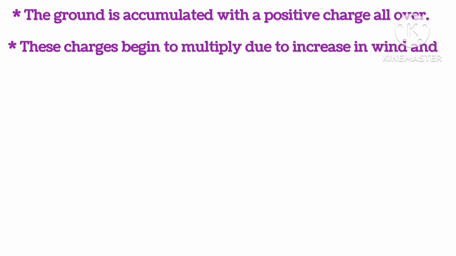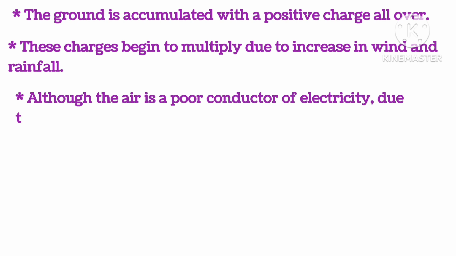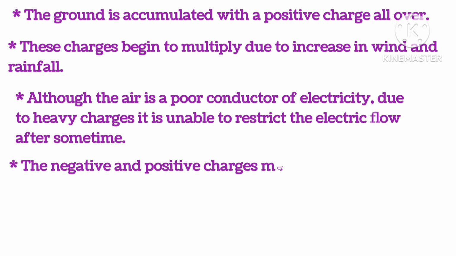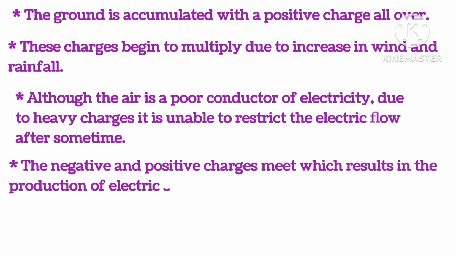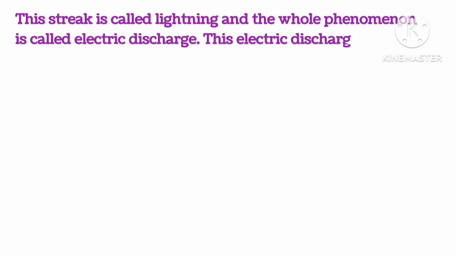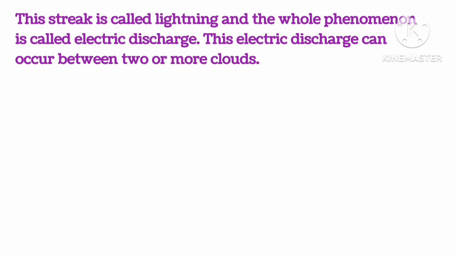The ground is accumulated with the positive charge all over. These charges begin to multiply due to increase in wind and rainfall. Although the air is a poor conductor of electricity, due to heavy charges it is unable to restrict the electric flow after some time. The negative and the positive charge meet, which results in the production of an electric spark in the form of a streak of light accompanied by a sound. This streak is called lightning and the whole phenomenon is called electric discharge. This electric discharge can occur between two or more clouds.